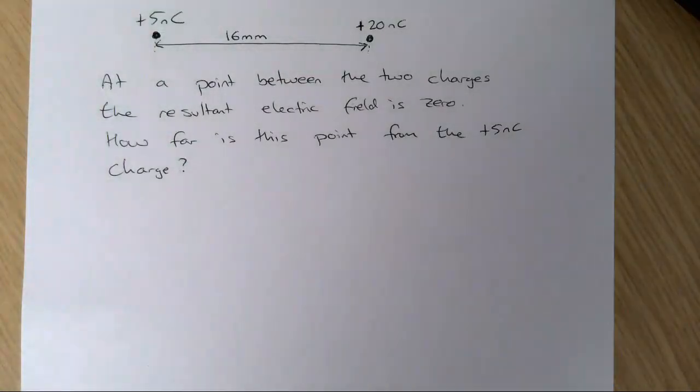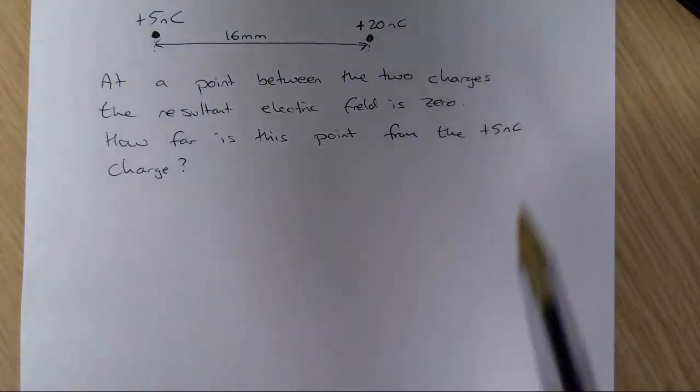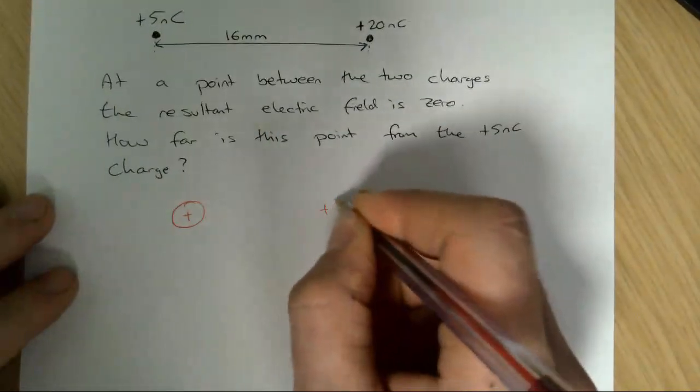In this video we're going to look at quite a common electric fields question. Pause the video now and try this question. So we need to find the point where the resultant electric field is zero. So let's just quickly visualize the problem.